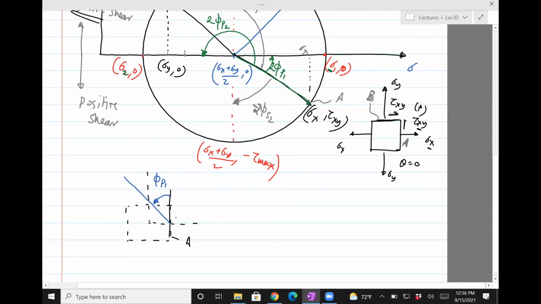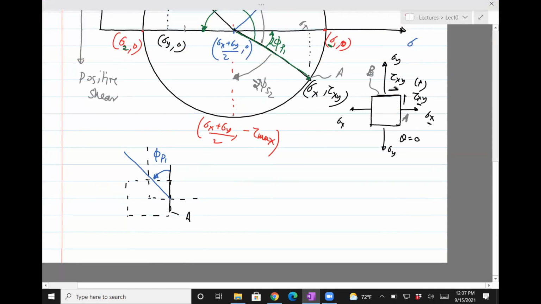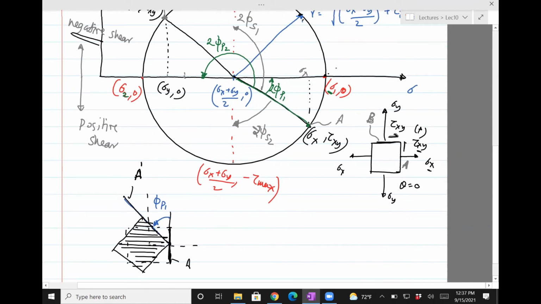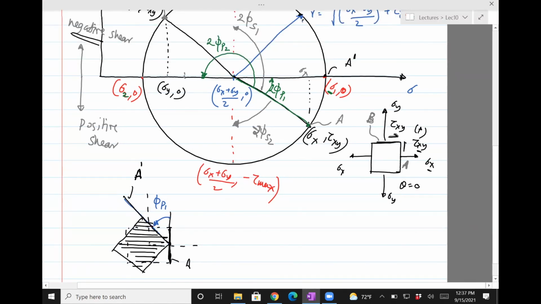Okay, so when I do that, the cuboid is in this direction, right? This is inclined. So the face A, which was over here, which was along the y-axis, is now going to be along that direction, right? Let's call that A prime. This point is A prime. And on A prime, we will have sigma 1, and there will be zero shear stress.